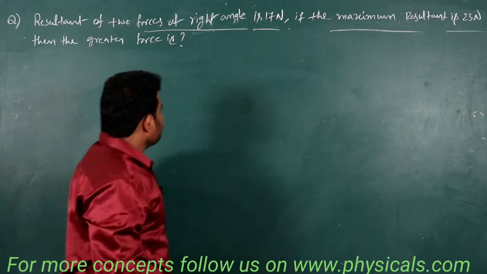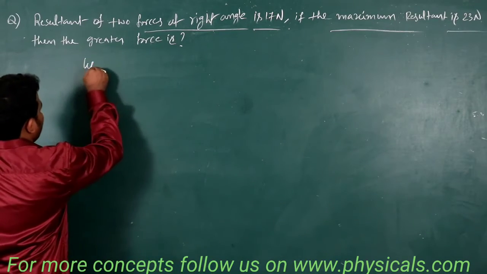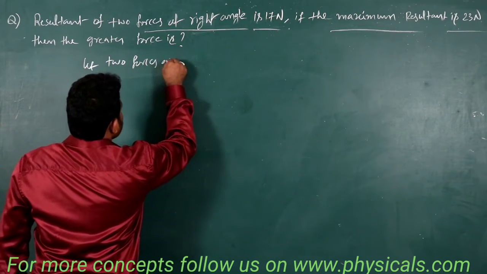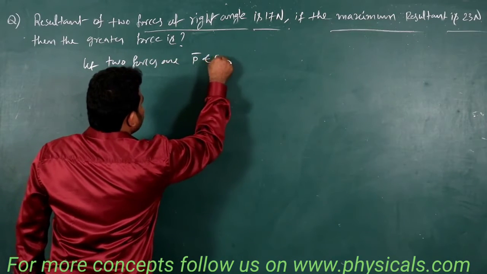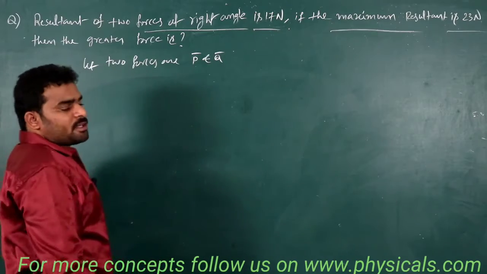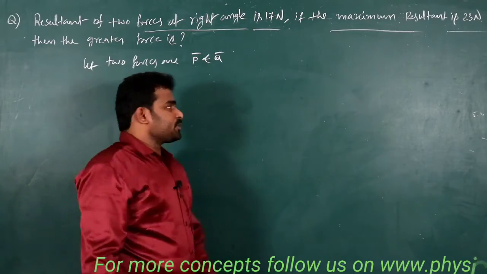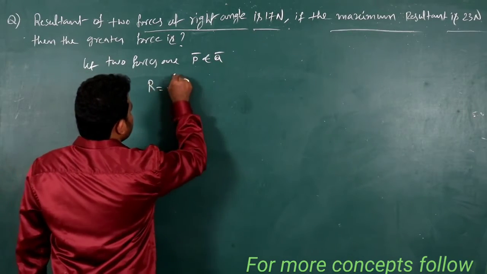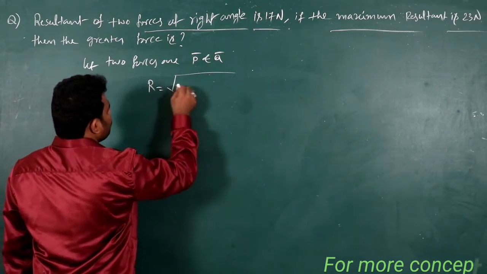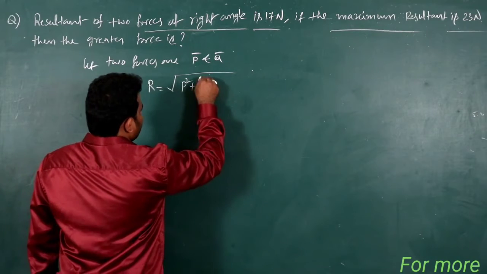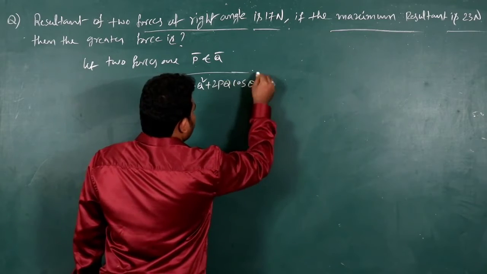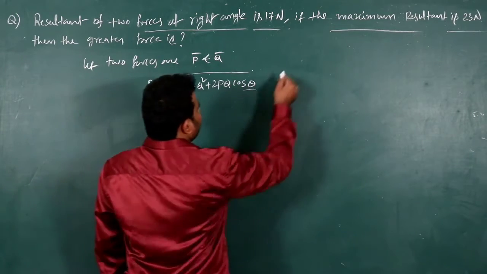This is the information. So, let two forces be P bar and Q bar. By using the parallelogram law of vector addition, the resultant of the two forces is given by the equation R is equal to square root of P square plus Q square plus 2PQ cos theta. Here theta is the angle between those two vectors.